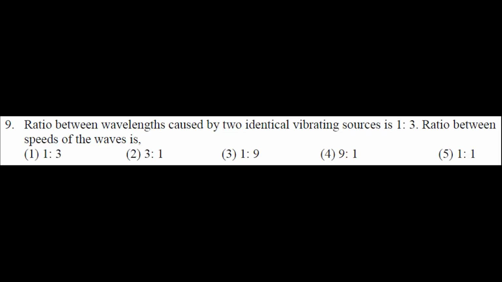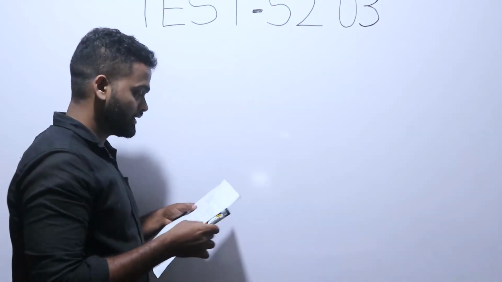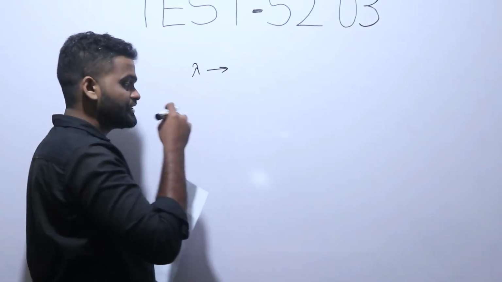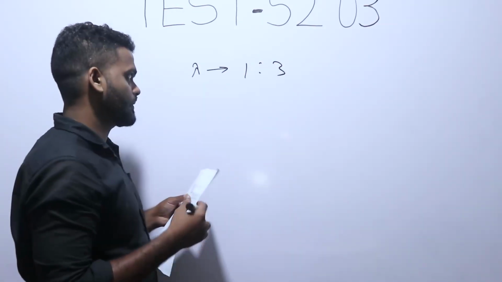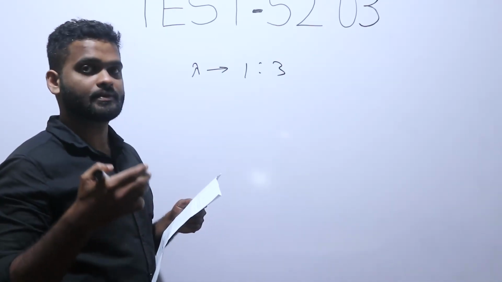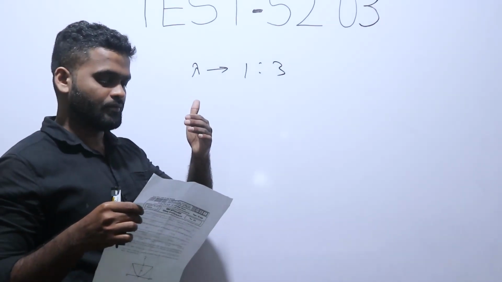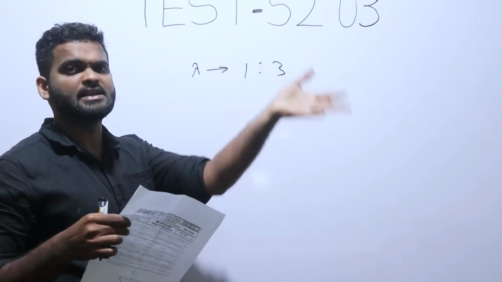Ninth question. The ratio between wavelengths caused by two identical vibrating sources is 1:3. The ratio between speeds of the waves is? So they are like sound sources. They have given the ratio for wavelength, so that is 1:3. What they ask is the ratio between speeds of the waves. These waves are released to the same medium. The sources are different, but they are released to the same medium.